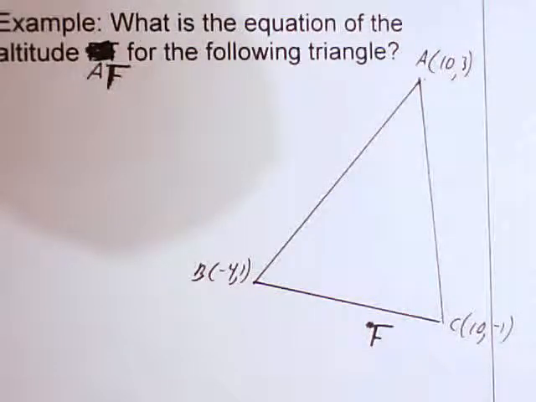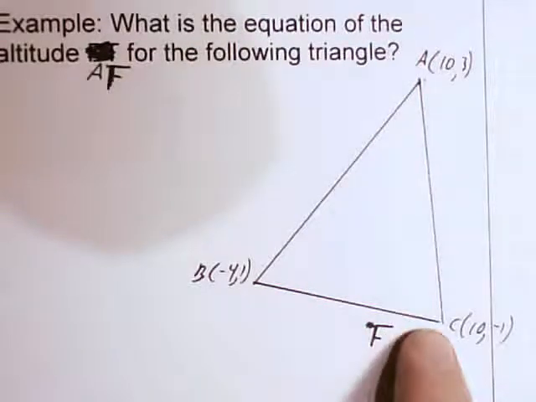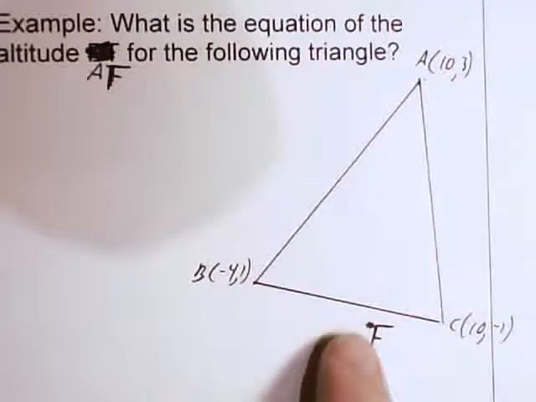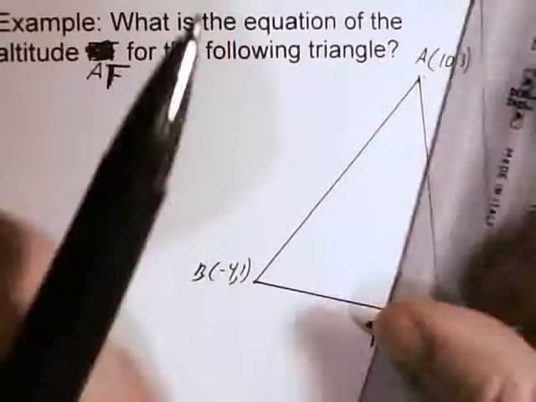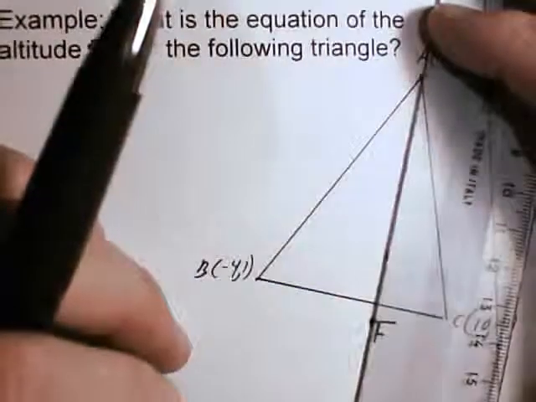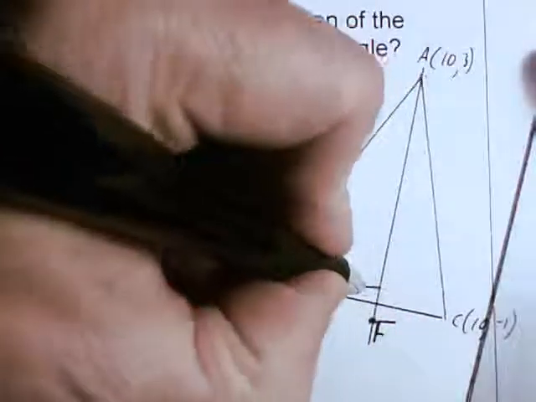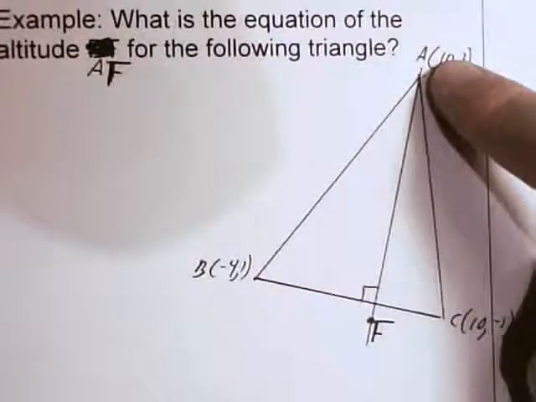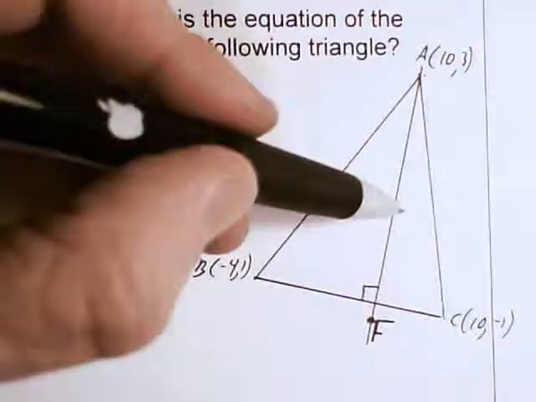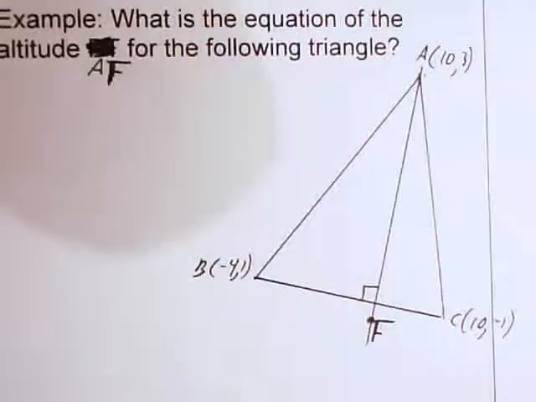The basic process of calculating altitude is to first find the slope of this base, take its negative reciprocal to give us a perpendicular slope, and then find the equation of the line that runs from the base up to the top point there, A, at a 90-degree angle. So all we're concerned with in the end is the slope of this line and this point to get the equation of this line AF.